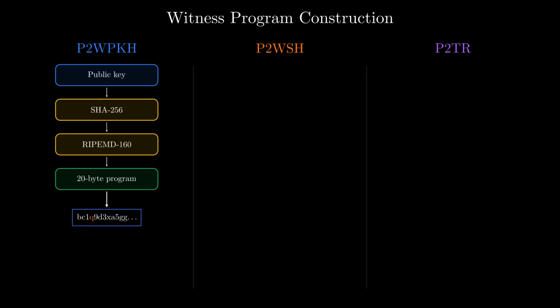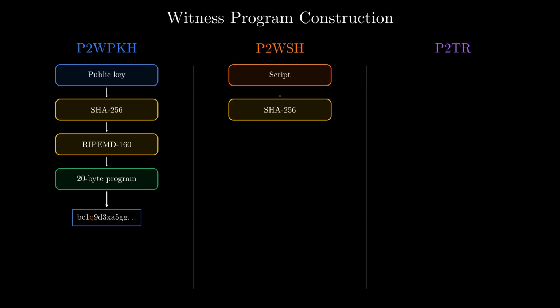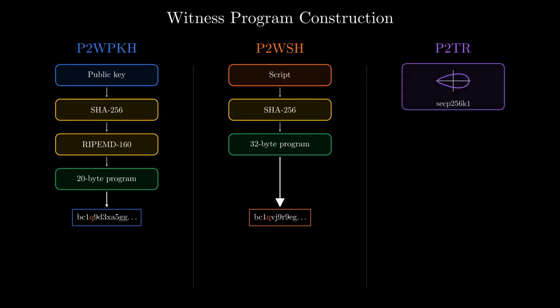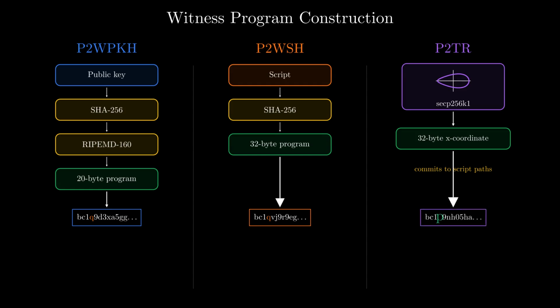For pay-to-witness script hash, P2WSH, you take a full script and hash it once with SHA-256. That gives a 32-byte program. No double hash here. Applying RIPEMD-160 on top of SHA-256 is not always secure against collisions in this context. The address also starts with bc1q. For pay-to-taproot, P2TR, the witness program is a 32-byte secp256k1 curve point. The x-coordinate of a public key that commits to additional script parts. The address starts with bc1p.